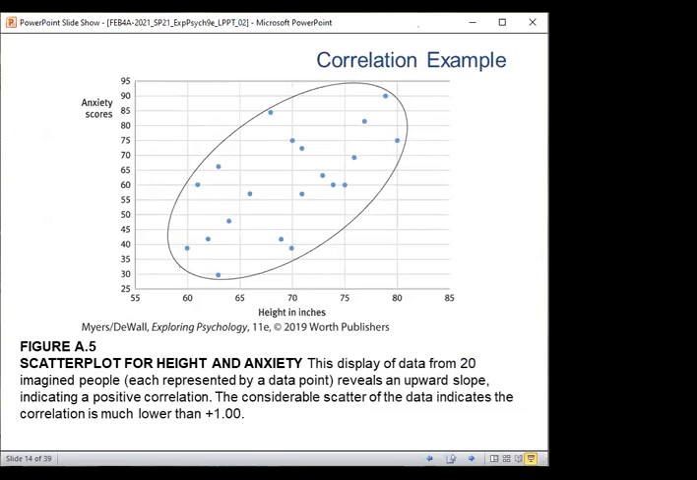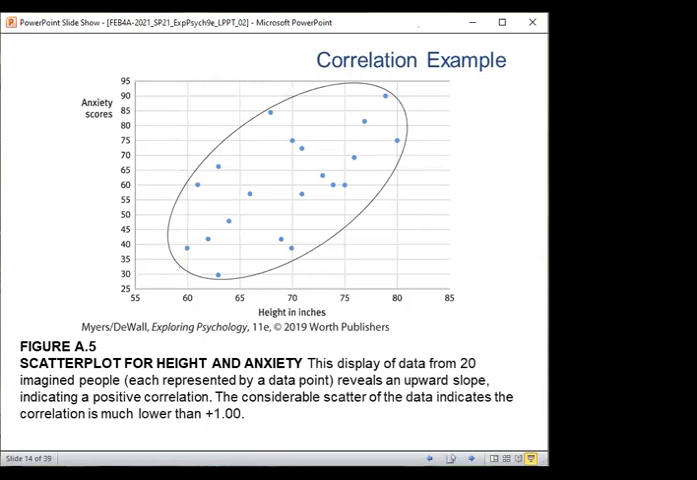So what we see here is not a straight line, nor do we see a fat cigar. We see a little bit of an egg, but it is pointing in a certain direction. This display of data from 20 imagined people reveals an upward slope indicating a positive correlation. The considerable scatter of the data indicates the correlation is much lower than a positive 1, but it does show a relationship. And that's one of the key things we want to make sure we understand here: we use all these things in conjunction with each other.